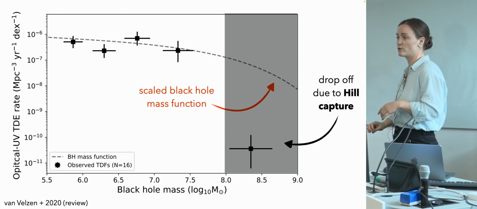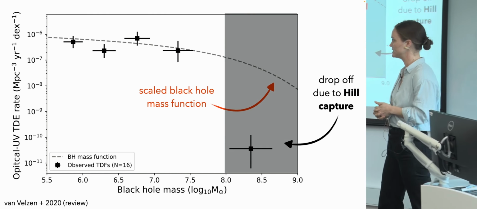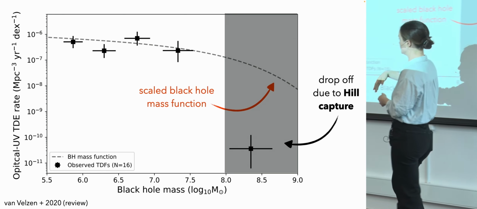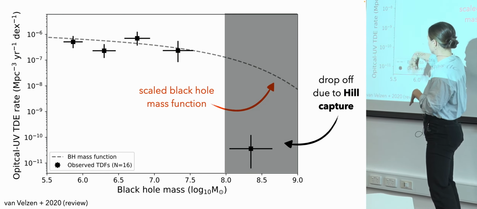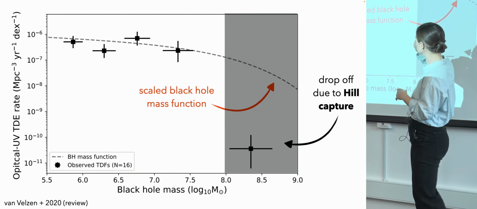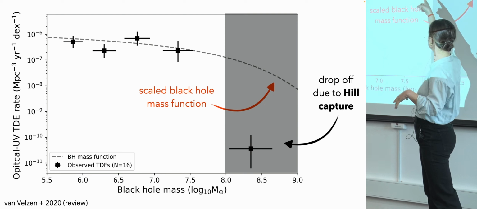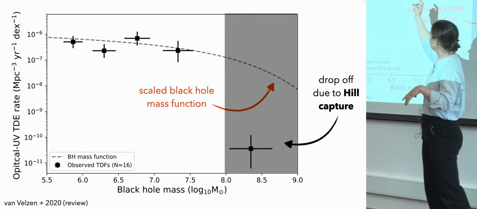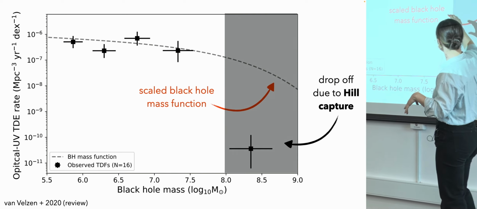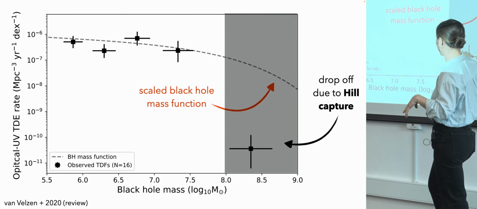And so we're actually already starting to probe this black hole mass function with TDEs. This was an early attempt to do so, where we have the optical and UV TDE rate on the y-axis and the black hole mass on the x-axis. And the theoretical rate is the dashed line. And you can see binned observations as black points. And they're already starting to drop off a lot above 10^8.